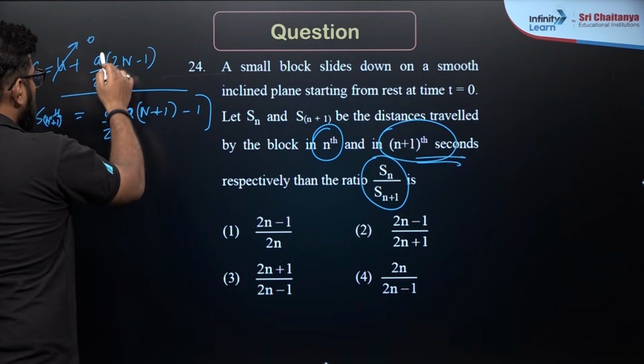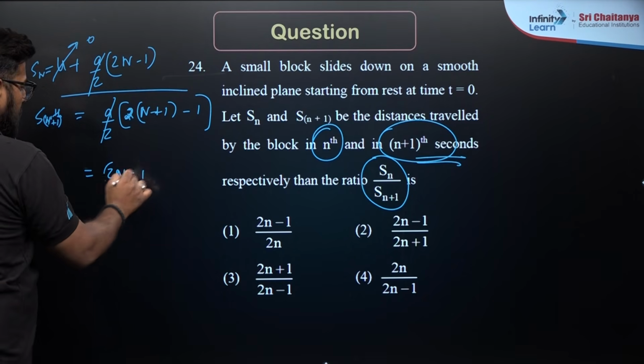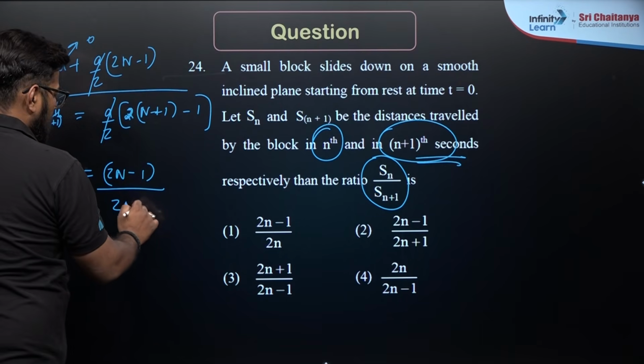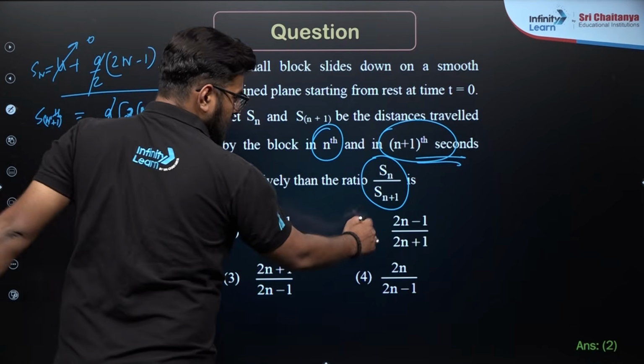Correct. You divide both of them, a by 2 cancels. So 2n minus 1 whole divided by 2n plus 2 minus 1, that means 2n plus 1. So 2n minus 1 upon 2n plus 1. Option number 2 is correct.